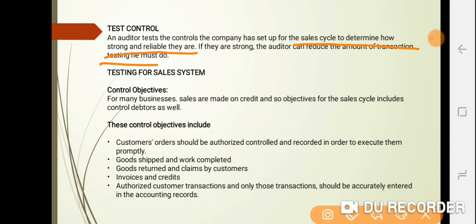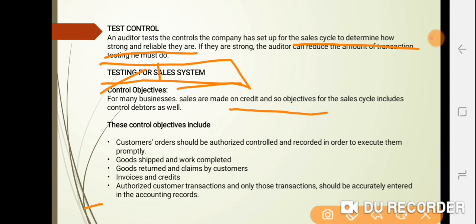Here we are going to have a testing procedure, that is control objective and control procedure for each and every item in the financial statement. The first one is testing for sales system. Testing for sales system means the testing which has to be conducted to know about the accuracy of the sales systems in the organization. Here is a certain objective why we have to conduct this. Control objective, we will term it as: for many businesses sales are made on credit, and so the objective for the sales cycle includes control of debtors as well. So that's why they are going to have a sales objective.